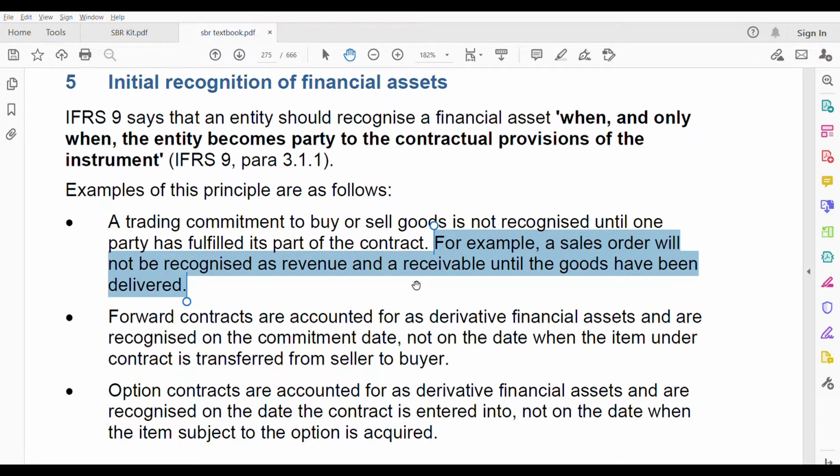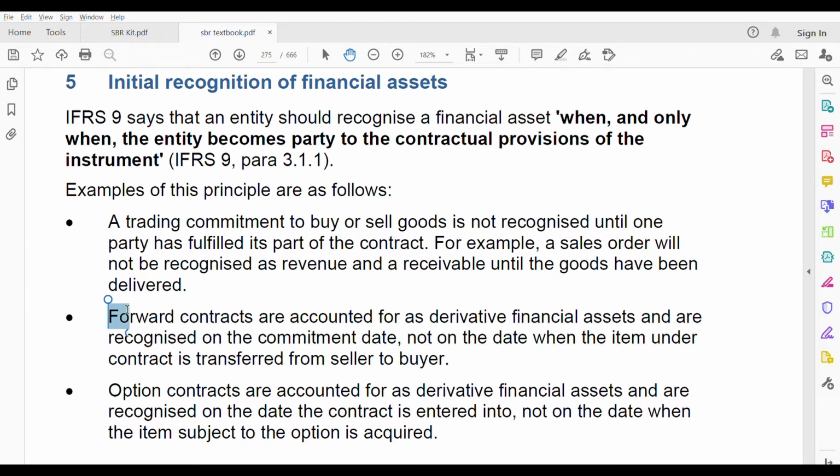That means at least you have fulfilled your contract. It does not matter whether your customer has paid you in cash or not. But you have transferred the good to your customer, so you have fulfilled your part of the contract. That's why you can recognize it. Receivable is a financial asset. That is the first example.